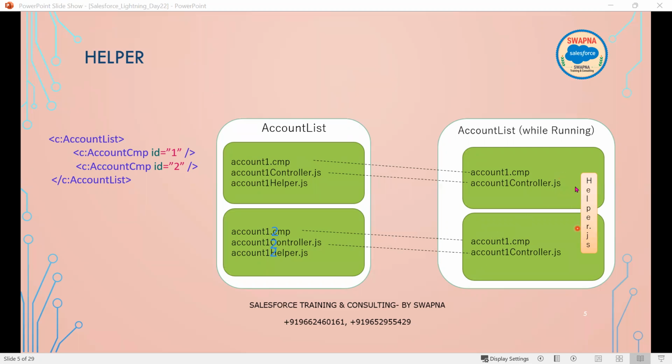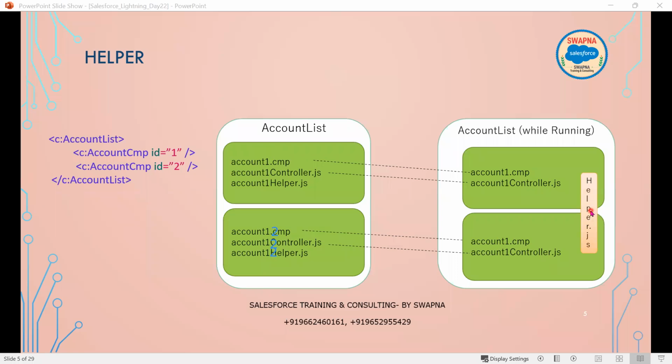So since the helper is shared across these two components, it allows us to share and keep the logic across the controller. You can call this helper from the controller, and you can call this helper from the renderer. That means this helper will be called from the account1 controller, and it can also be called from the account2 controller. So you can keep your logic in one place, and whenever you need it, you can simply call that helper class.